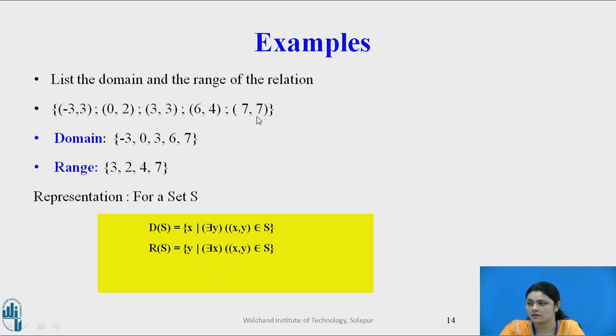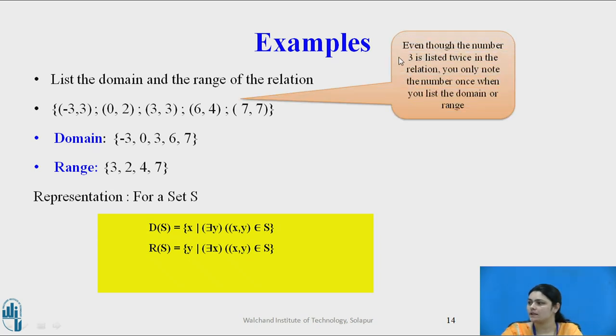Now one thing to observe here: if you have two same values, the range will consider only one value. And this is possible for both cases. Suppose I have -3, -3, -3. When I list down my domain values, it will appear only once, that is -3. Even though the number is listed twice in the relation, you only note it once, whether it is the domain or the range. We just write it down once.